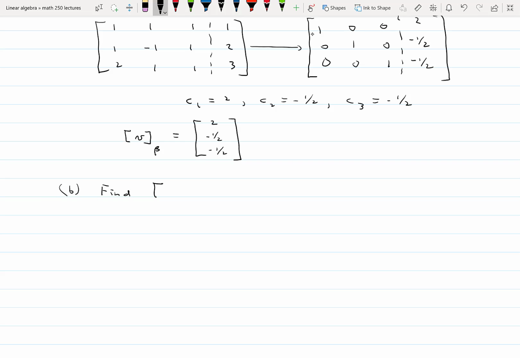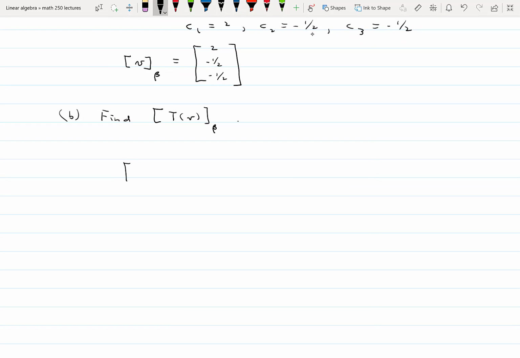Find the coordinates of T of V relative to the basis beta. Okay, well, our big result is that the coordinates of T of V relative to the basis beta is equal to the matrix of T with respect to beta times the coordinate vector of V relative to the basis beta.